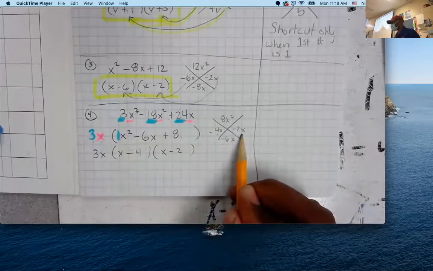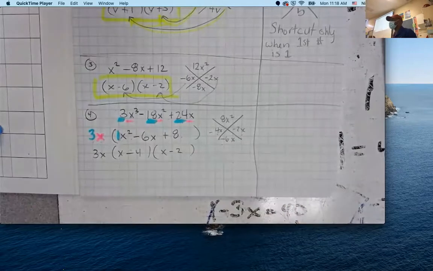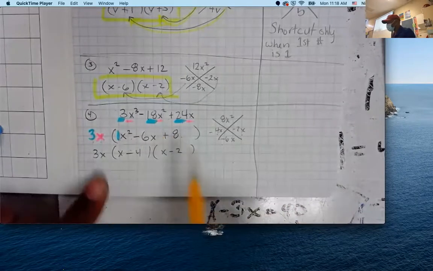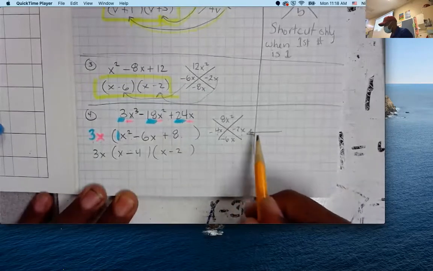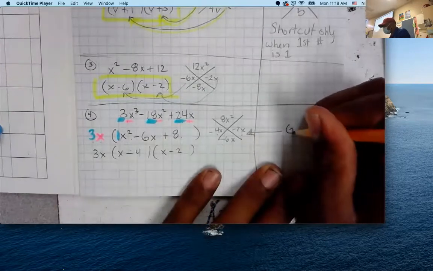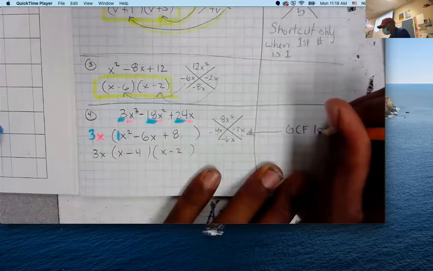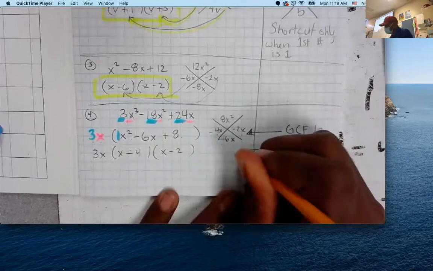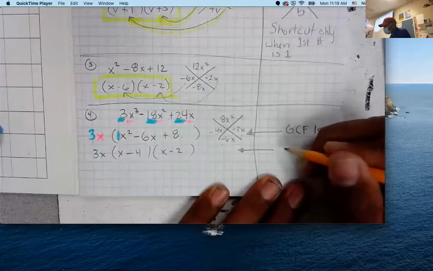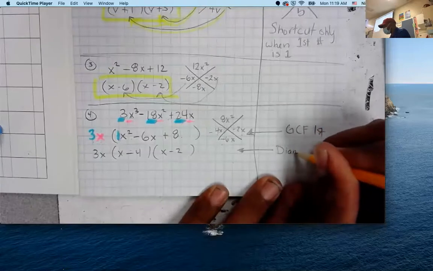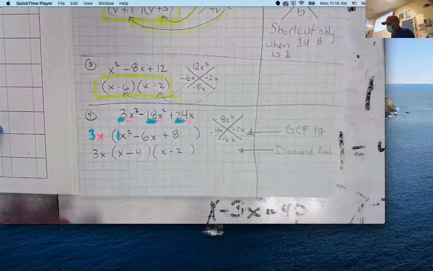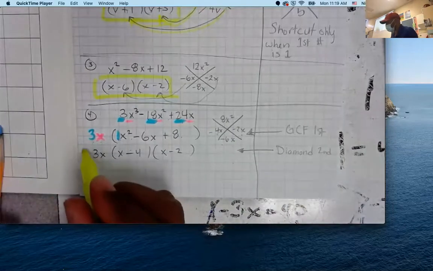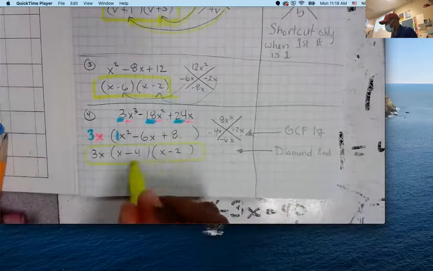So this is a case where I had to do 2 steps to factor. First, we did GCF. So the first step was GCF first. And then the second part was the diamond, or X, or whatever you want to call it. So that's 2-step factoring. So sometimes you got to do 2 steps.